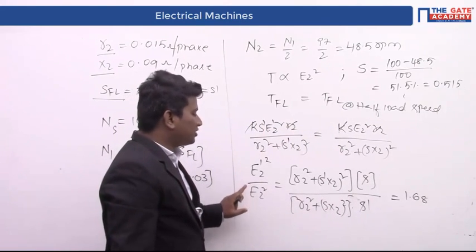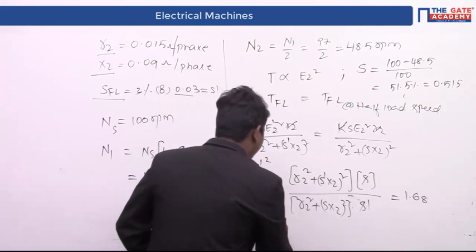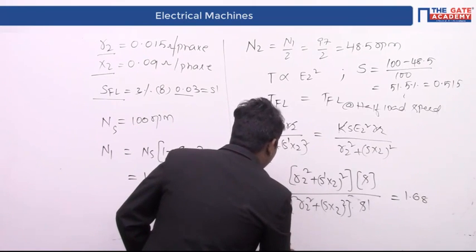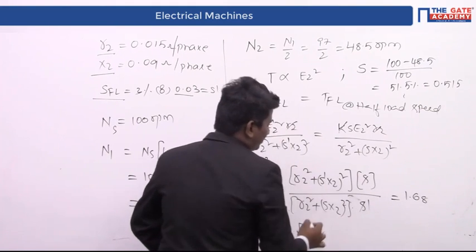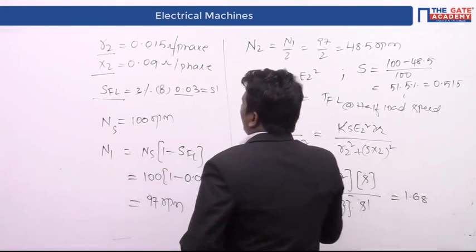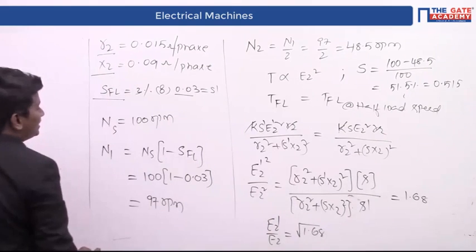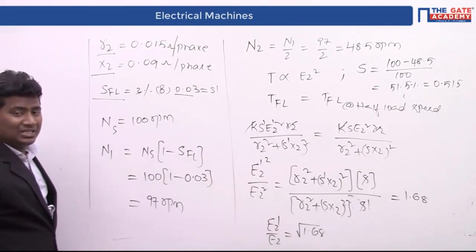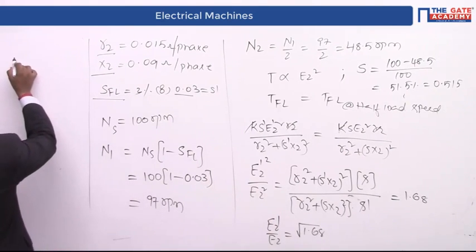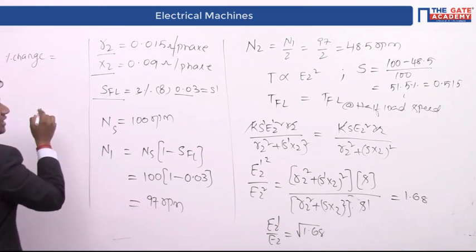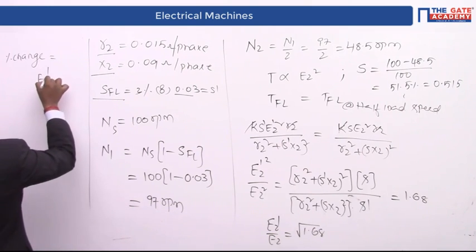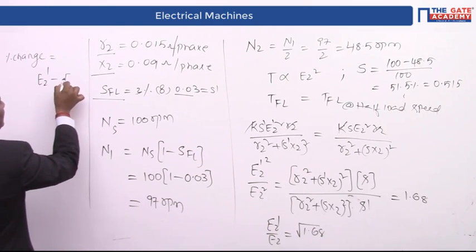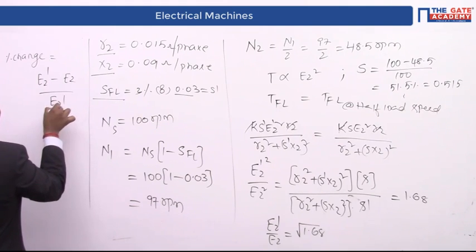Therefore, E2 dash by E2 is equal to under root 1.68. Therefore, what is the percentage change in stator voltage? How to write that? Percentage change is equal to E2 dash minus E2 by E2 dash.